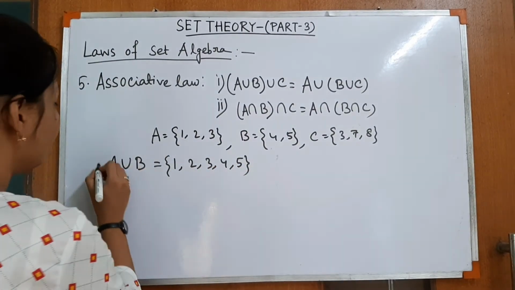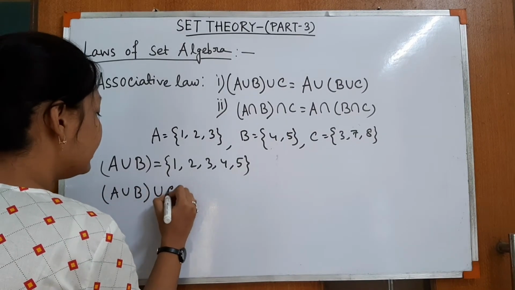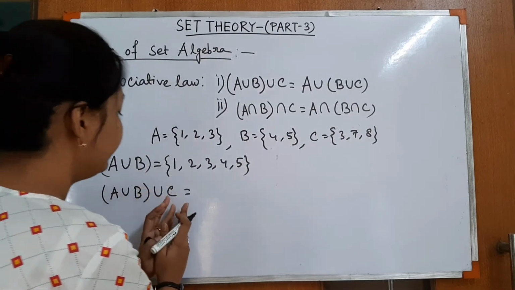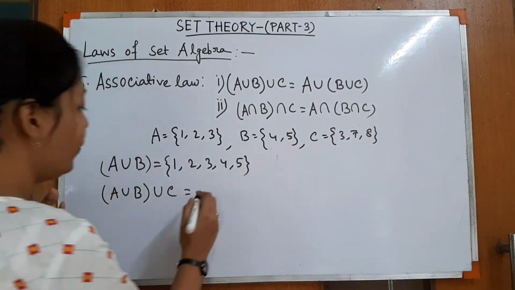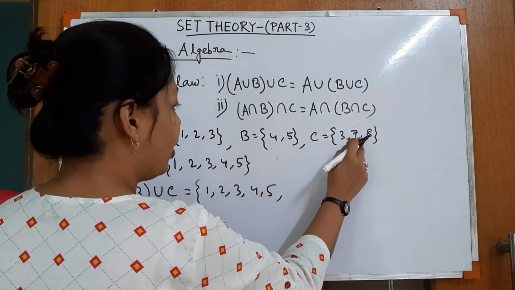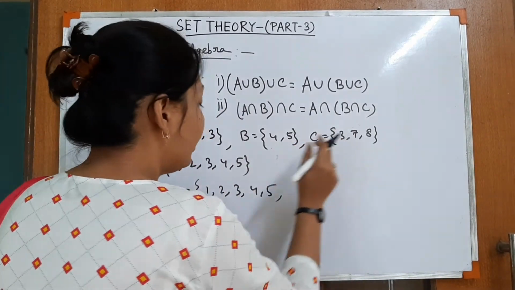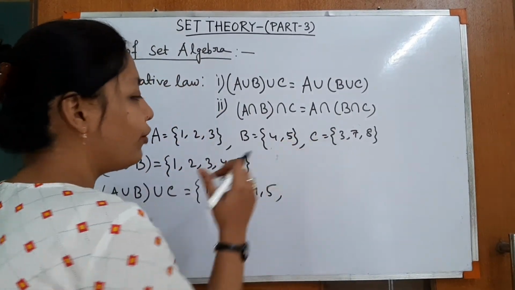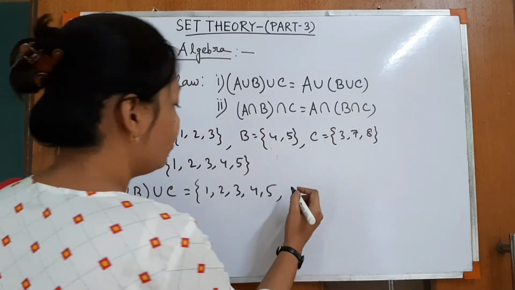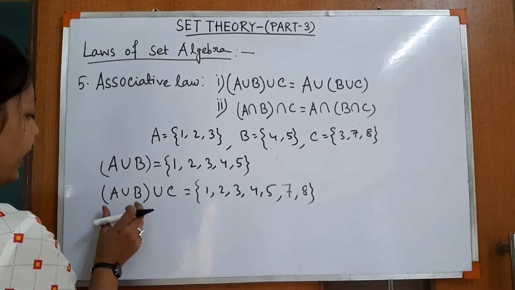Okay. Next, we have to find A union B union C, that is the union of the set A union B with set C. So we get 1, 2, 3, 4, 5 and also we add the elements 3, 7, 8. But here we cannot repeat the element 3 two times. So 3 is placed one time and we add the 2 elements 7 and 8. So we get A union B union C.